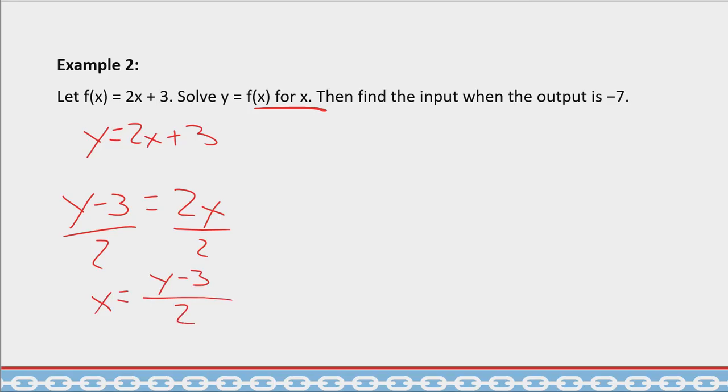Then find the input when the output is 7. So output is y. So x equals negative 7 minus 3 over 2. I am going to solve this for x. Negative 7 minus 3 is negative 10 over 2. So x is equal to negative 5.